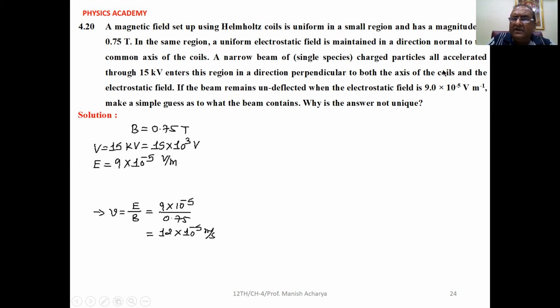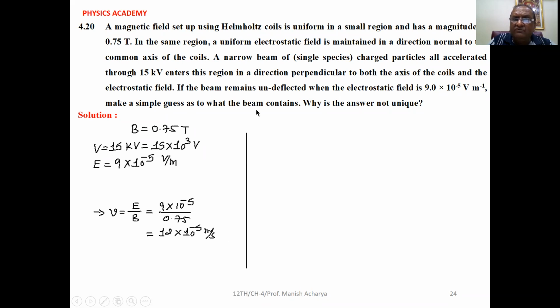Now it moves undeflected. It implies that velocity, that is E upon B. So that is 9 into 10 raised to minus 5 upon 0.75. You will get the answer 12 into 10 raised to minus 5 meter per second.